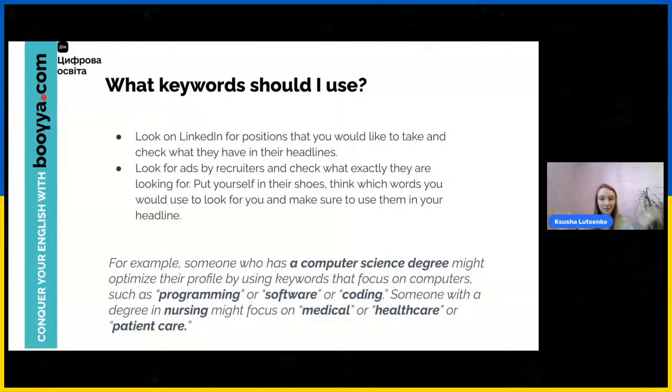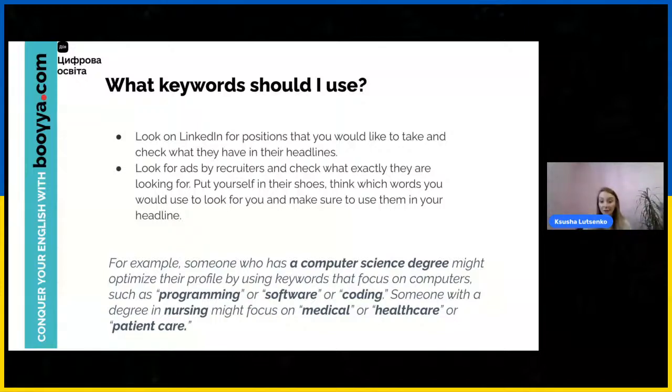How to find the necessary words for your headline? How should you know that a particular keyword is the key to an effective profile? First of all, a couple of tips that I personally used for my LinkedIn profile. Look on LinkedIn for positions that you would like to take and check what they have in their headlines, like project manager, nurse, personal assistant. These are the keywords that people put on that vacancy that can help you appear in their search.